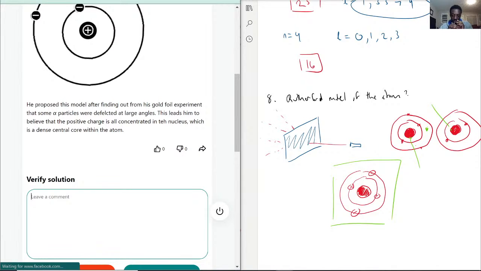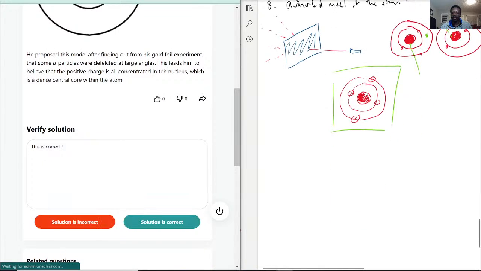Because there are some models that look quite similar, like the Bohr model and all that, which do look very similar, but each has its differences based on how they came about. So this is correct nonetheless. Let's move on to question number 9.